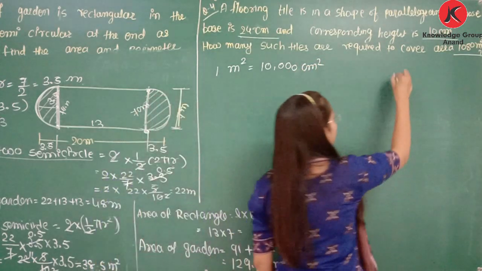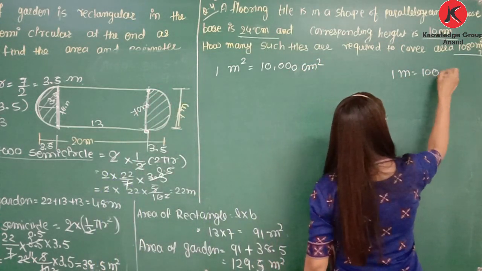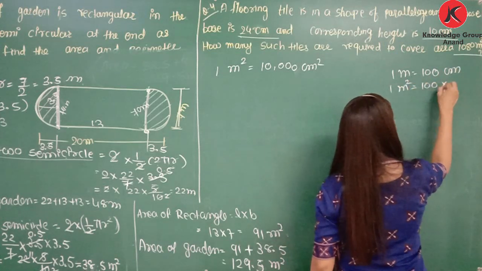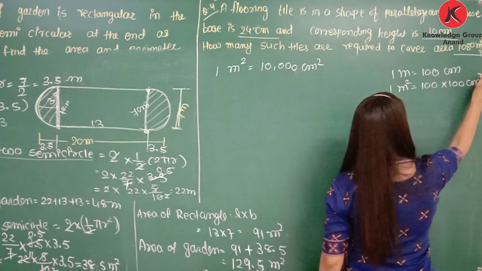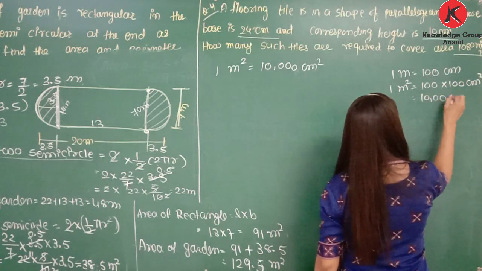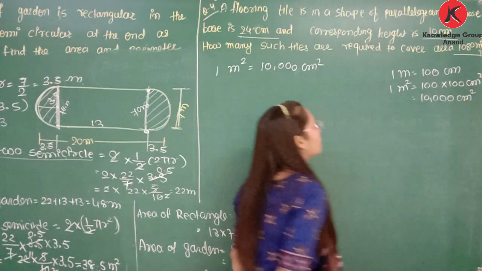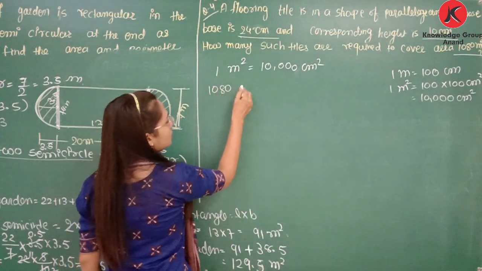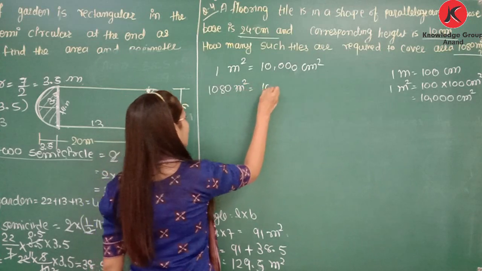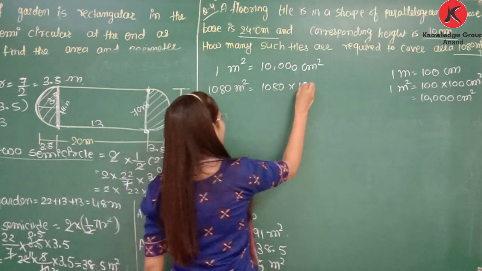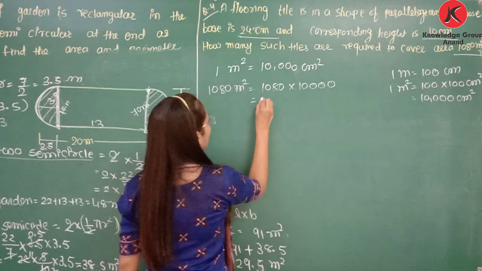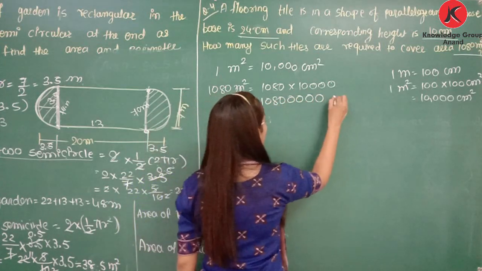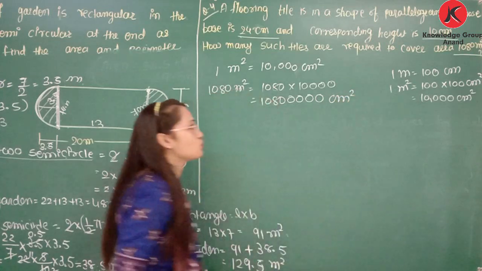1 meter is equal to 100 centimeters. So 1 meter square is equal to 100 multiply 100 centimeter square. That is 10,000 centimeter square. Clear? So 1080 meter square is equal to 1080 multiply 10,000. We need to add four zeros at the end, so that is centimeter square.